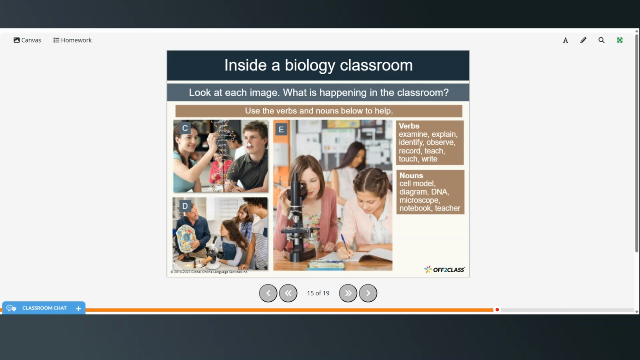Okay, again, try the same thing here. Make some sentences using these nouns and verbs. So the students are identifying the DNA model. Here the teacher is explaining the cell model. And here the student is looking at something under the microscope, and her classmate is taking notes in the notebook.